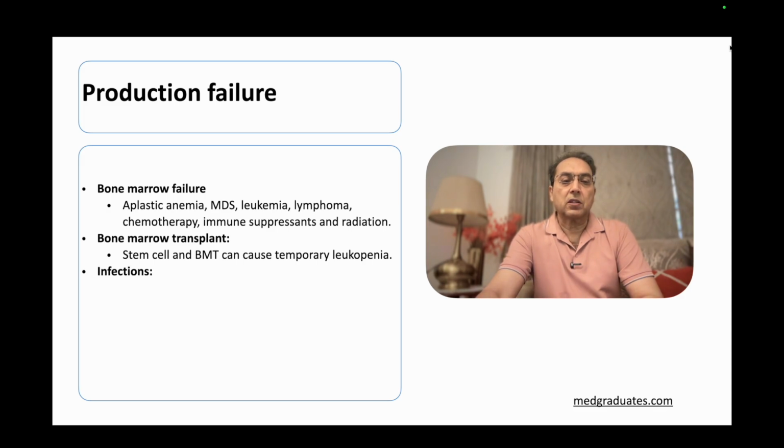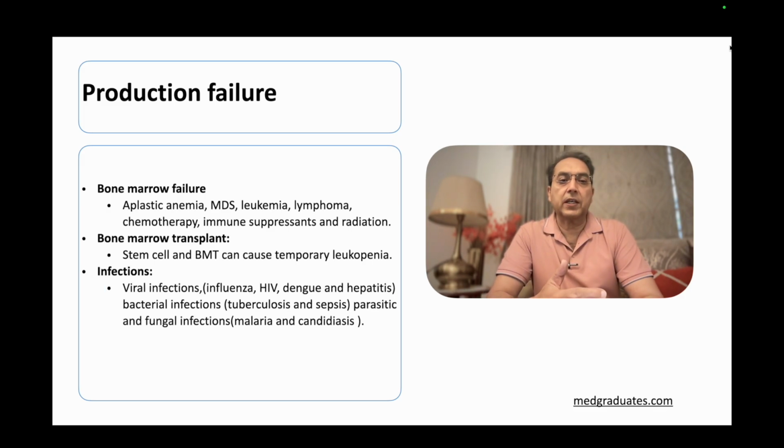Then infections, viral infections like influenza, HIV, dengue and hepatitis, can cause production failure. In fact, remember that infections cause leukopenia in multiple ways. Not only can they cause bone marrow suppression, they can also result in destruction of the WBCs or recruitment of the WBCs into the infected areas, causing neutropenia. So the neutropenia caused by bacterial, viral or fungal infections can be because of multiple reasons.